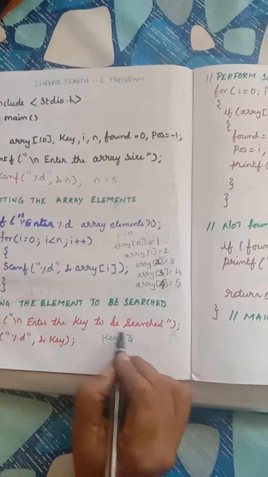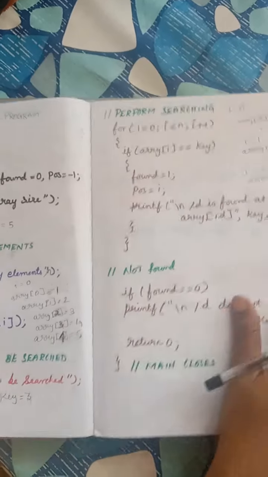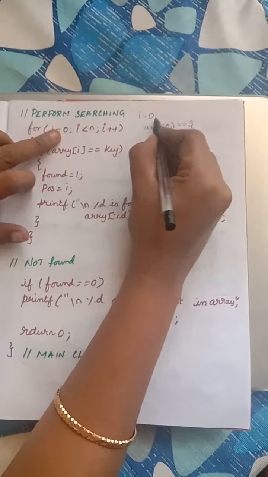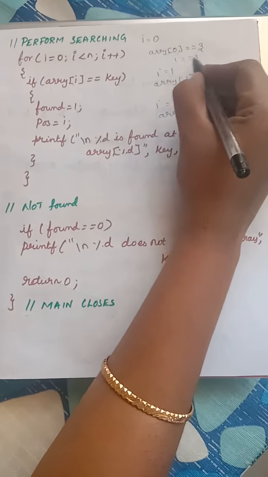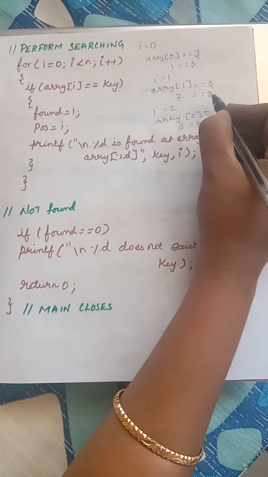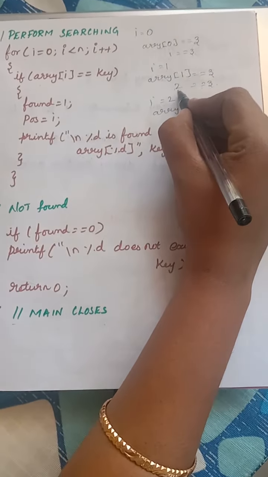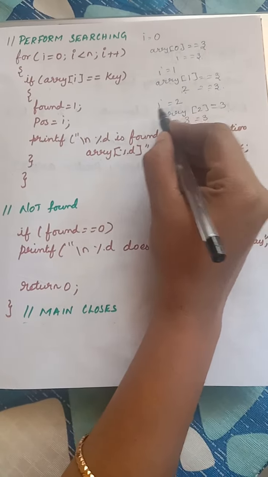And this is the key element to be searched. The key element I am searching here is 3. And this is the routine. When I is equal to 0, the array of 0th position value 1 gets compared with 3. 1 is not equal to 3, so I am incrementing the I value. Array of 1 gets compared with 3. Array of 1 has the value 2. 2 is compared with 3, doesn't match, so I gets incremented.